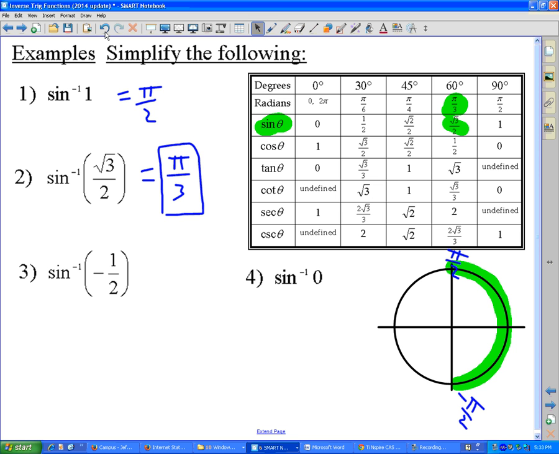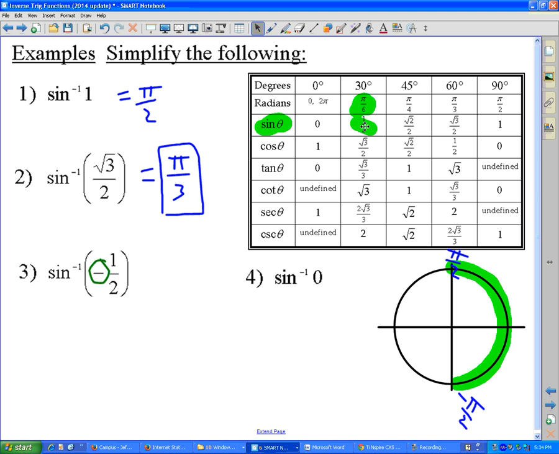The ones you really have to think about your lava zones on are the inverse functions of negative ratios. And here's our first negative ratio right there. Now, we know that sine has a ratio of 1/2 at pi over 6 reference angles. But if I said the answer was pi over 6 and I looked at that in reverse, the sine of pi over 6 would be +1/2, not -1/2.